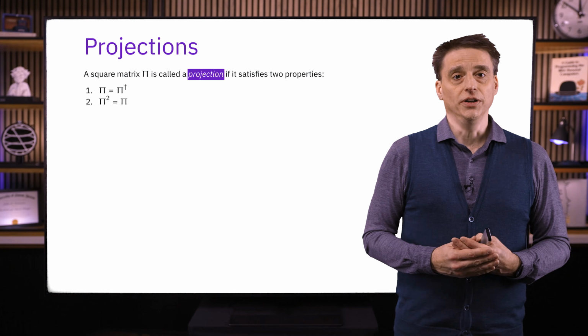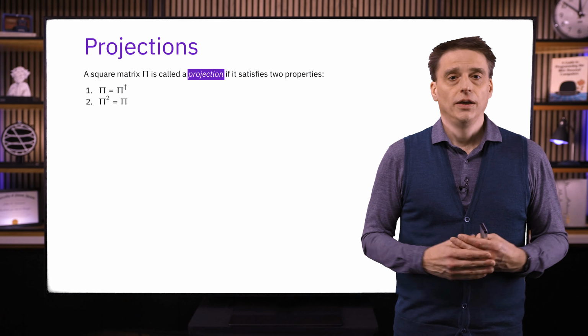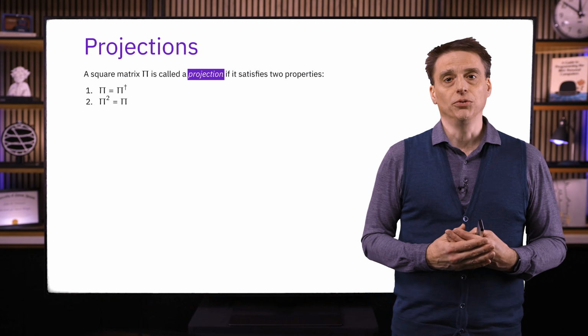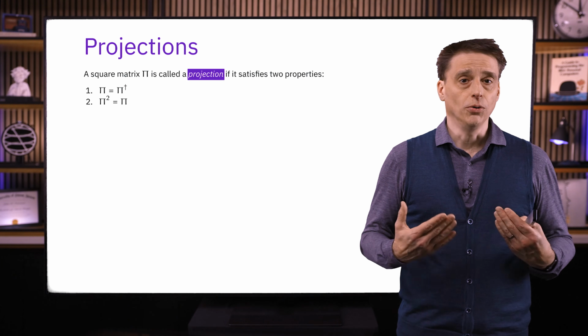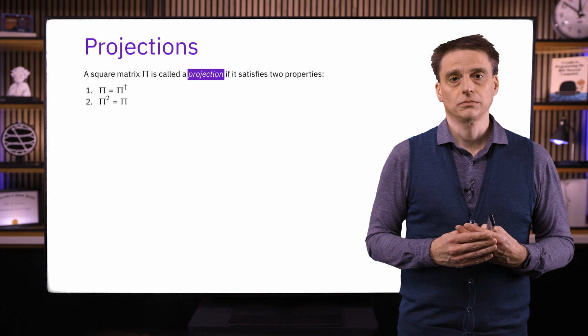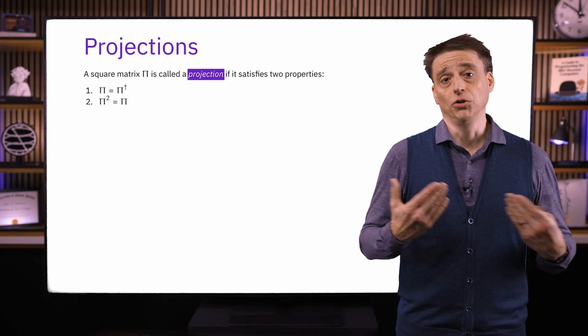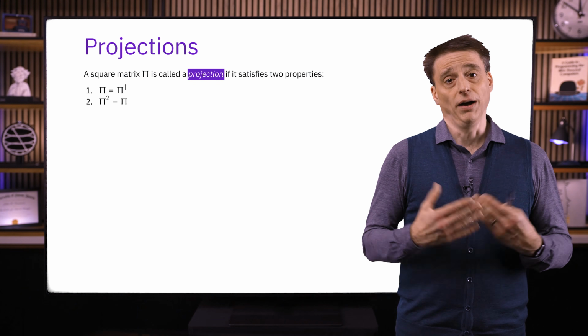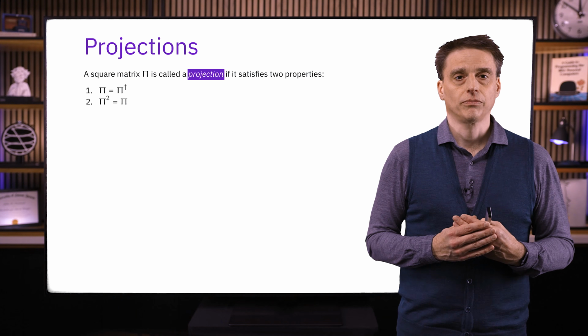Anyway, the first condition is that Pi is equal to its own conjugate transpose. In general, when we have a matrix that's equal to its own conjugate transpose, we say that it's a Hermitian matrix. So the first condition can alternatively be stated as: Pi is Hermitian. The second condition is that if we square Pi, meaning that we multiply Pi to itself, we get Pi again. So squaring Pi doesn't do anything to it.